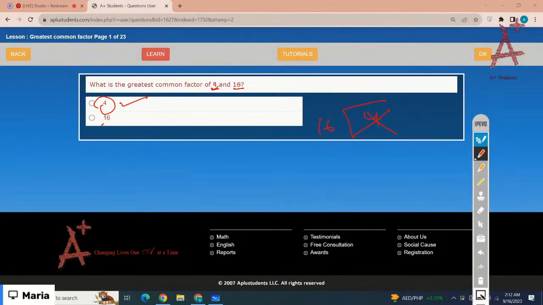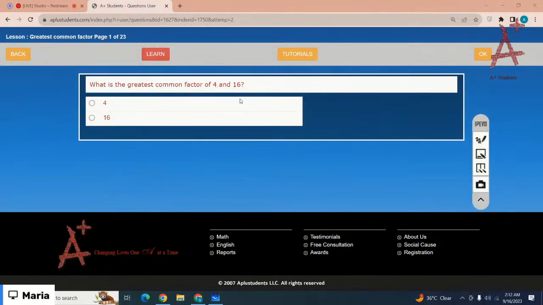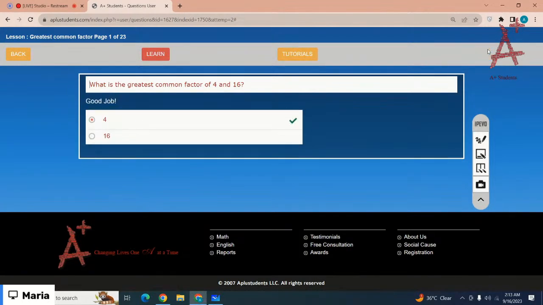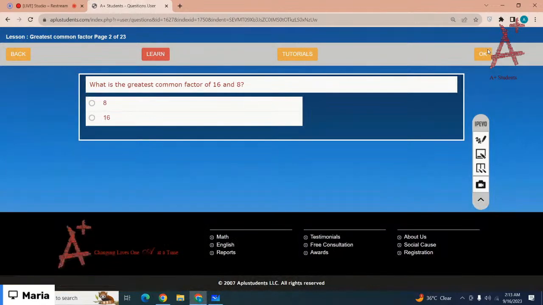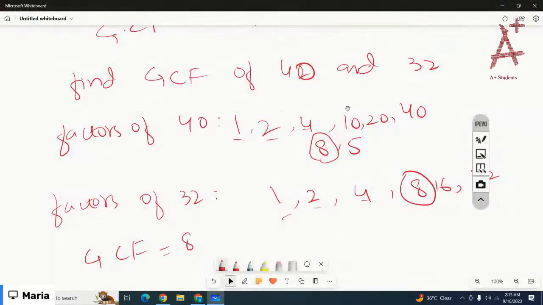That is a trick. If you are given options, you can do it like this, right? Find the number from the options that completely divides the numbers given in the question. So the correct option is 4. Okay, let's just do the next one. The greatest common factor of 16 and 8.